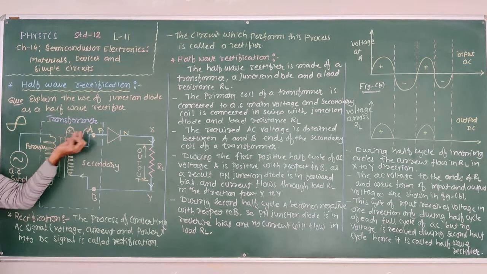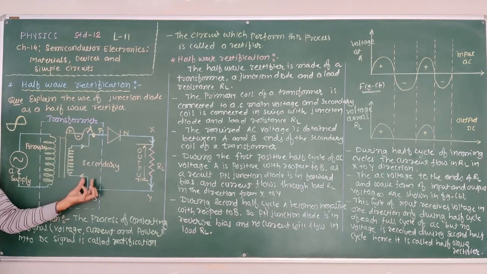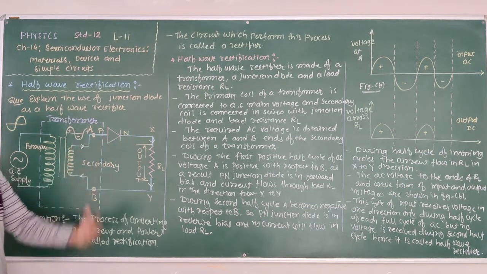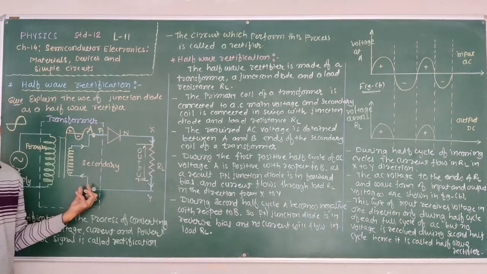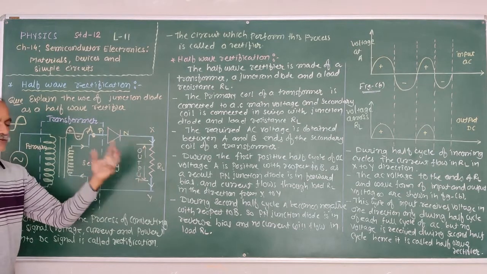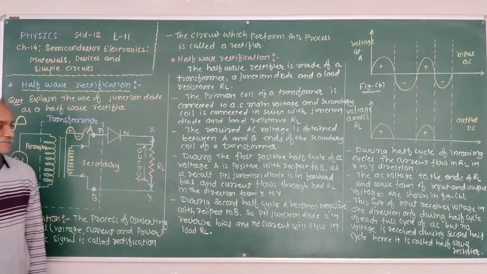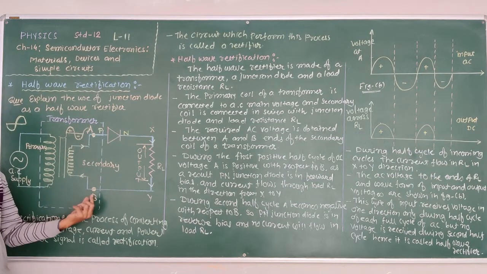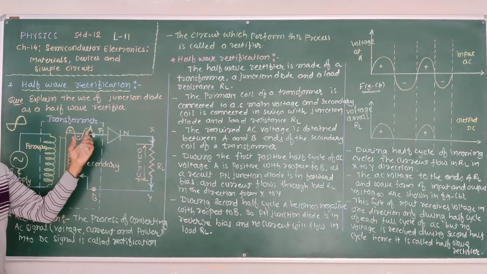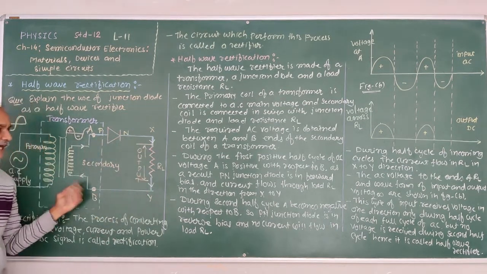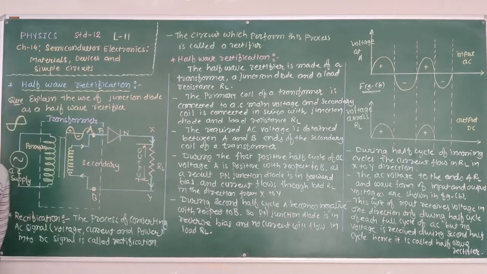During the first positive half cycle, A becomes positive, B becomes negative. So the PN junction diode is in forward bias, and current flows through the load resistance RL in the direction X to Y. Again, during the first positive half cycle, A is positive with respect to B. Thus, the PN junction diode is in forward bias, and current flows through RL in the direction of X to Y.